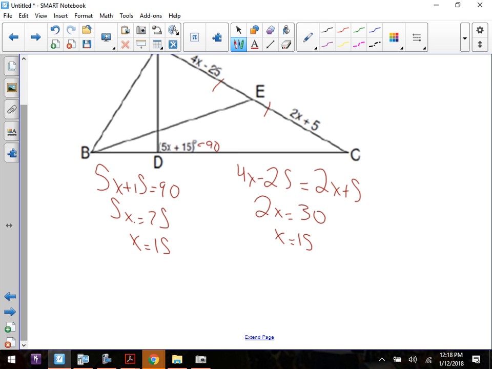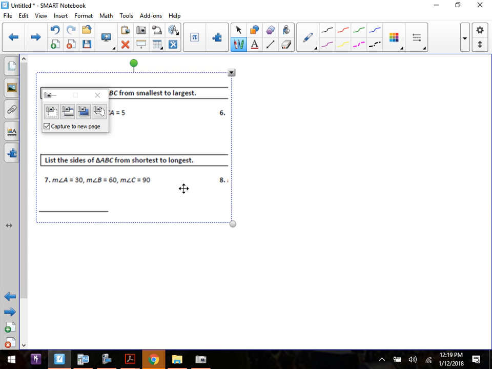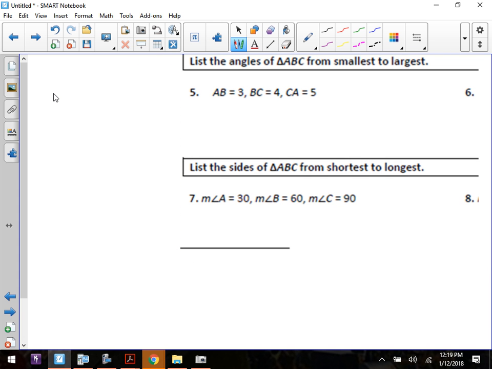Oh wait, give me one. Huh? Nope. Yeah. How do you put angles or sides from smallest to greatest? What's the rule? Just trying to figure it out. Nope.